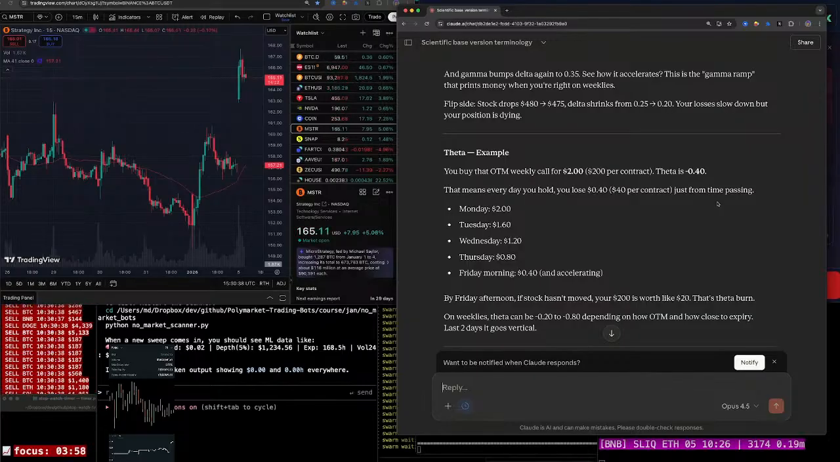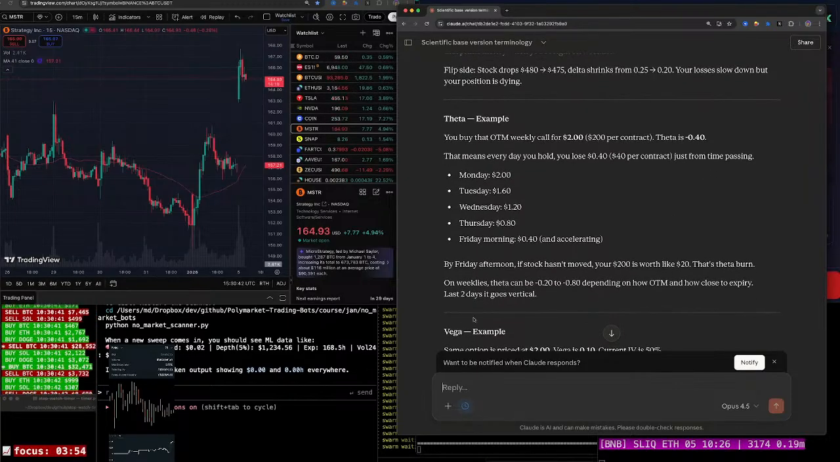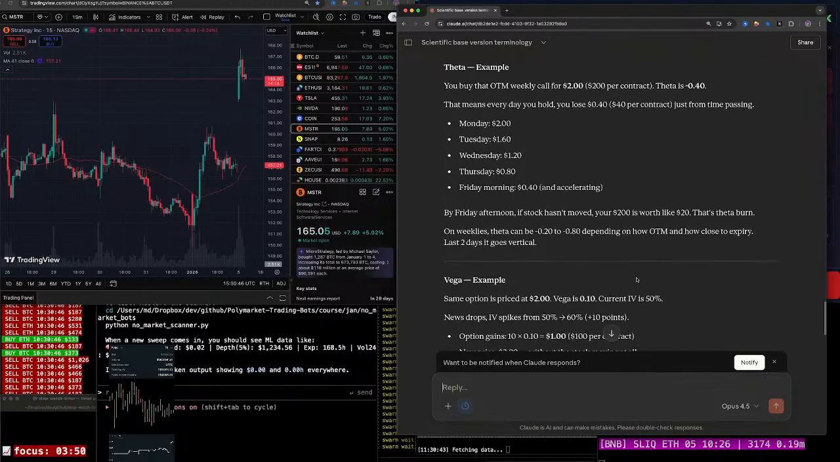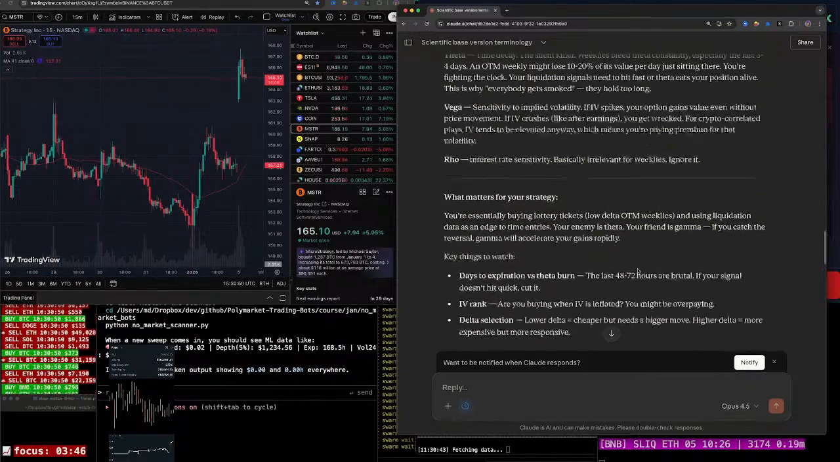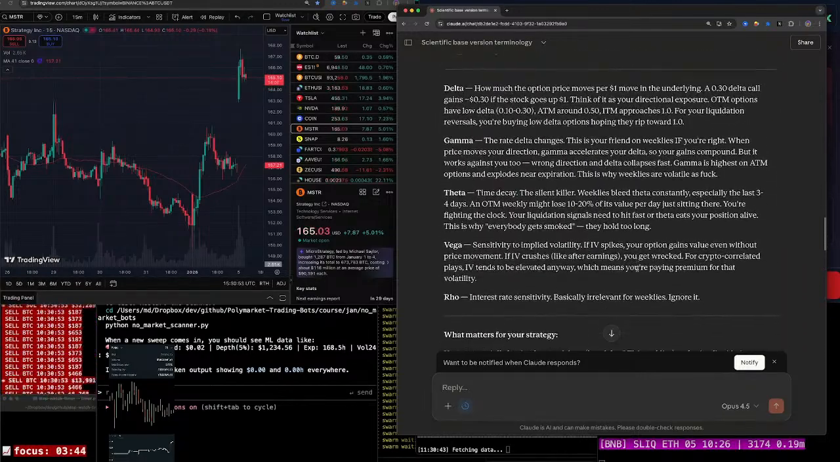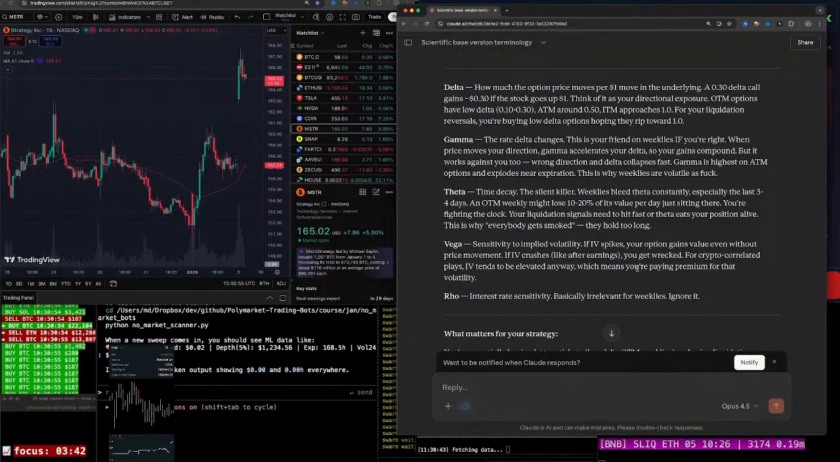So that means every single day you hold is down 40 cents from just time passing. By Friday afternoon, if the stock hasn't moved, your $200 will likely be towards $20. Goddamn. So Vega, let's go figure out what Vega means. Okay, sensitivity to IV.